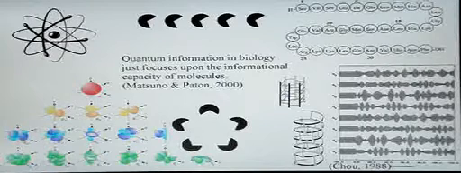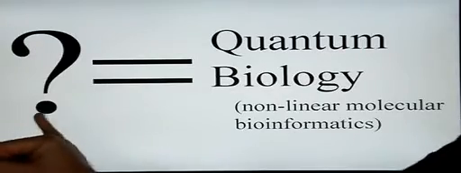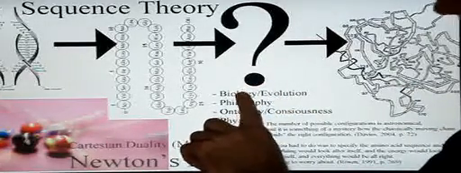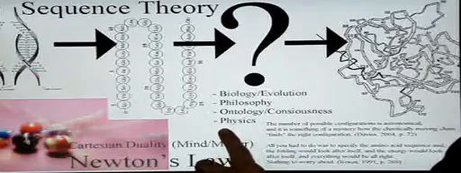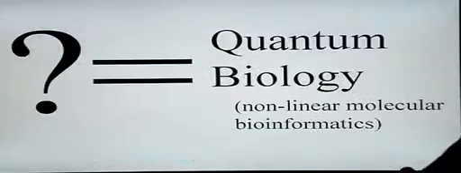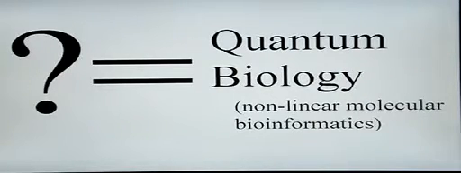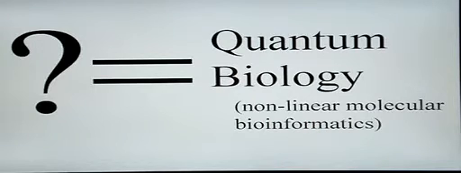That's so important. And so on the last slide here, we need the question mark from the first slide. This question mark right here, with all of the implications for biology, philosophy, consciousness, and physics itself, the answer is quantum biology of some form. And I have called it in my paper, I don't know if this term actually exists, but I like it because it explains what we're aiming for, at least: nonlinear molecular bioinformatics.